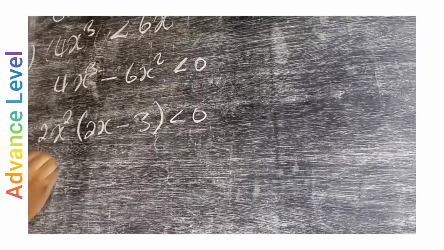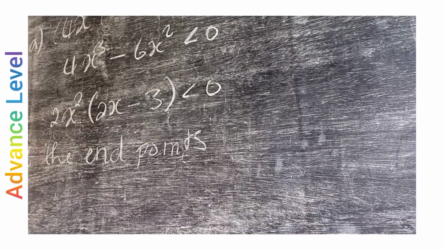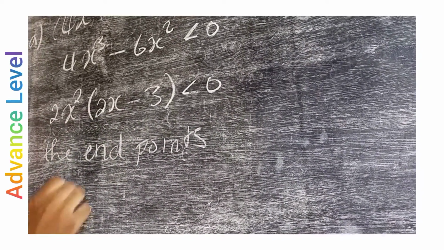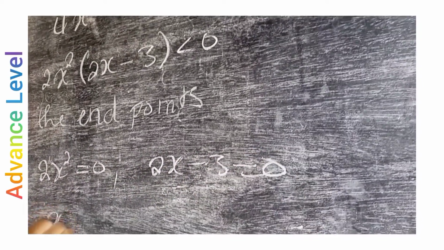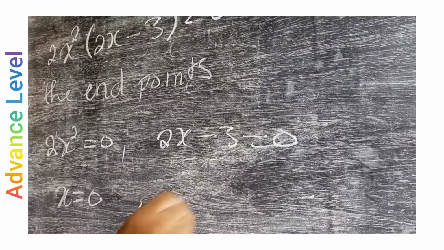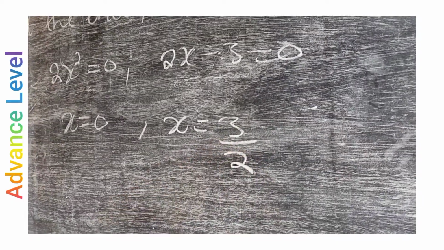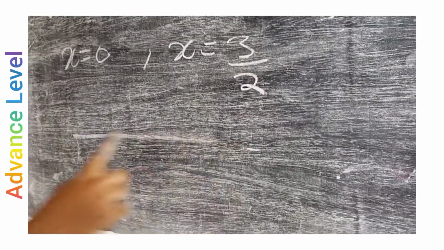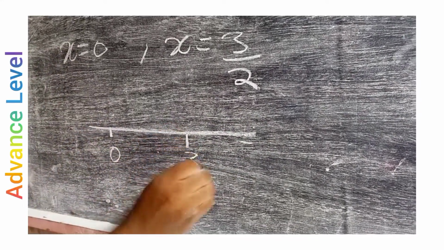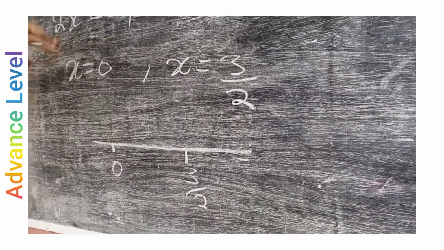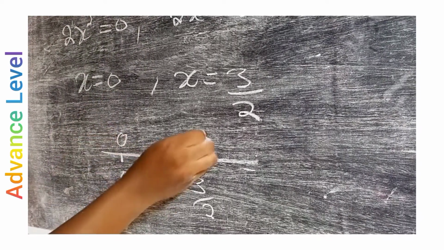So I'm going to say at the endpoints. The endpoints are the values of x which will make this 0. So the endpoints will have 2x squared equal to 0 or 2x minus 3 equal to 0, which gives us x is equal to 0 or x is equal to 3 over 2. So on our number line, we have 0 and we have 3 over 2. So this one is a repeated root. With this one, our bars are open.